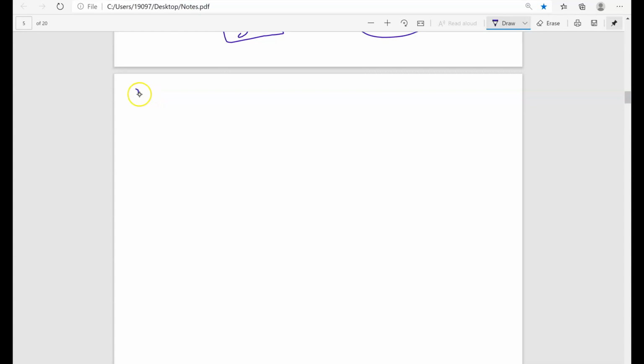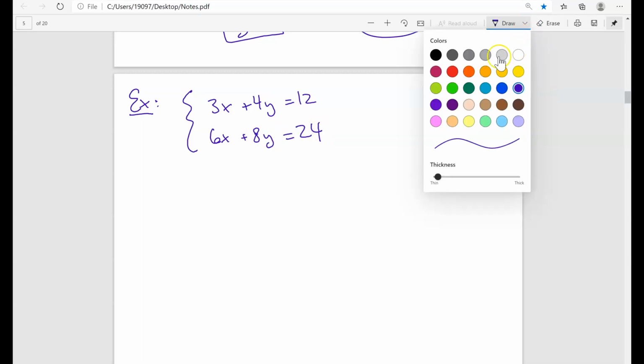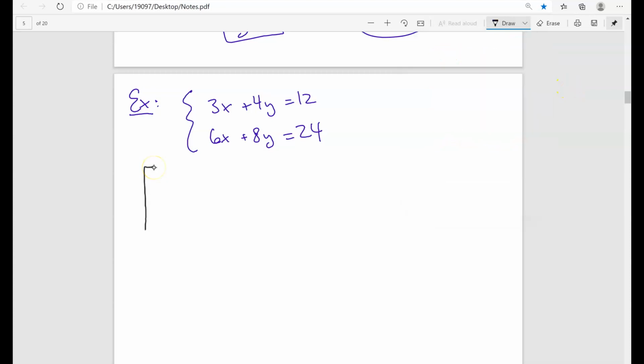Okay, so let's say you wanted to do the same process to the system of equations. So 3x plus 4y equals 12. And then 6x plus 8y equals 24. So we're going to start off by writing an augmented matrix. So that's going to be a 3, a 4, and then a 12. And then you're going to have a 6, an 8, and then a 24.